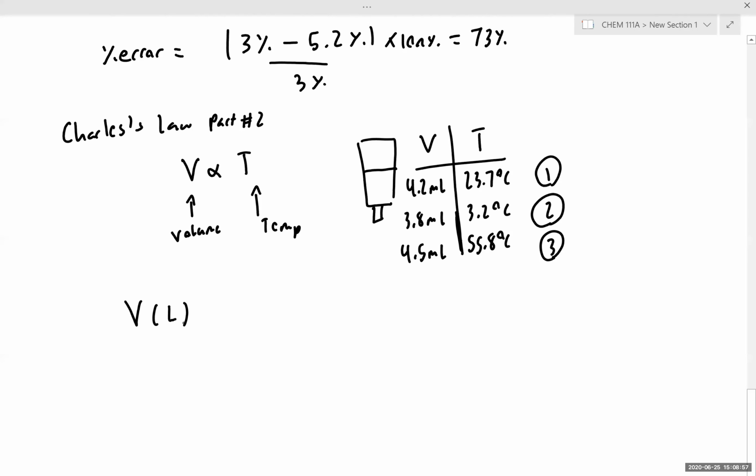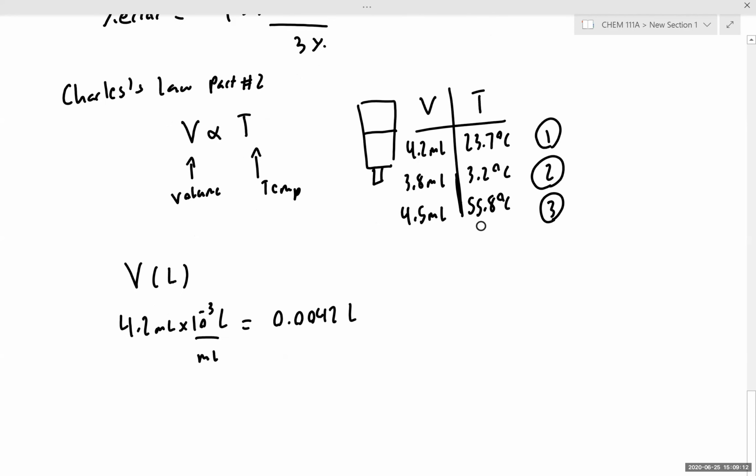So now what we're going to do is take our volume and convert it to liters. So we have 4.2 milliliters times 10 to the negative third liter per milliliter. So we have 0.0042 liters, 0.0038 liters, and 0.0045 liters. So this is our volume.